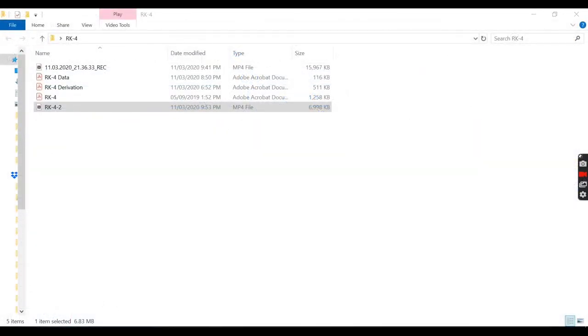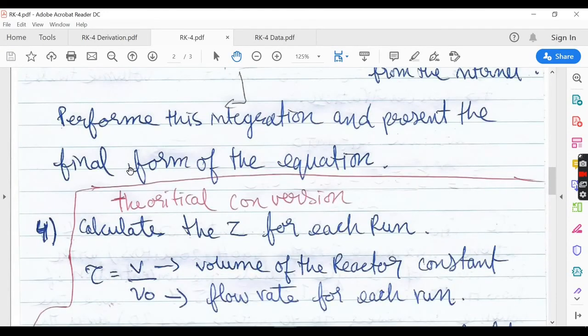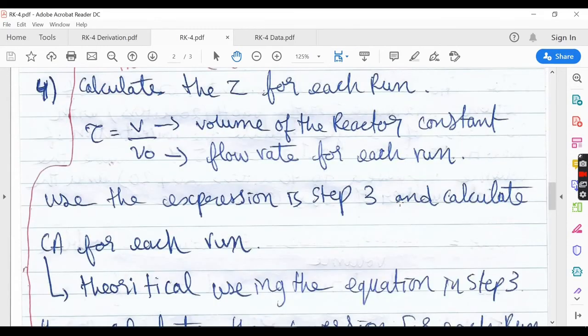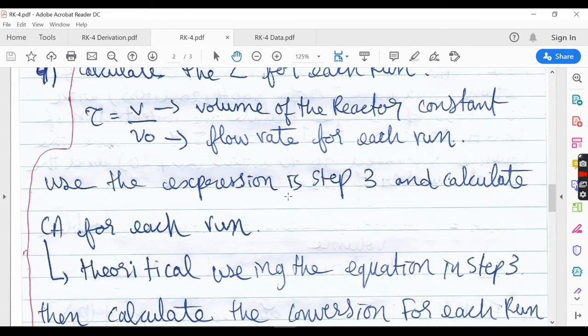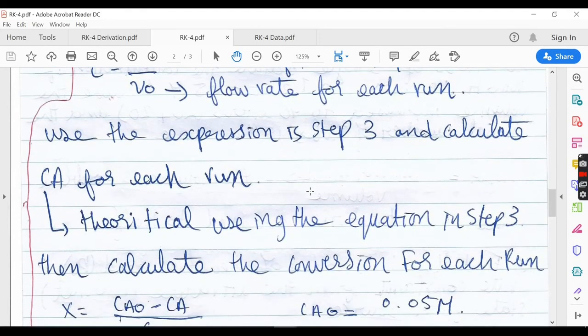Report requirement number 4 is evaluate both theoretical and experimental values of conversion for each run. Okay, so let's go back to the file RK4. We did the third requirement and we did the integration. To calculate the theoretical conversion, you're going to calculate tau as done in step 1. You have tau equal to the volume of the reactor divided by the flow rate for each run. Use the expression that you found from report requirement number 3 and calculate CA for each run.